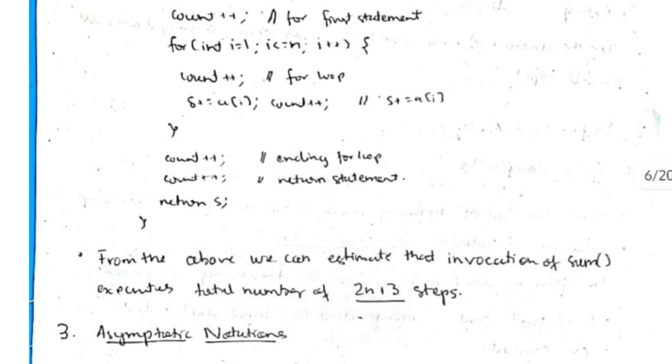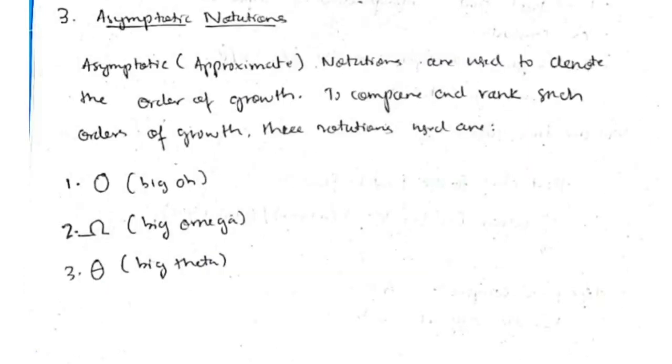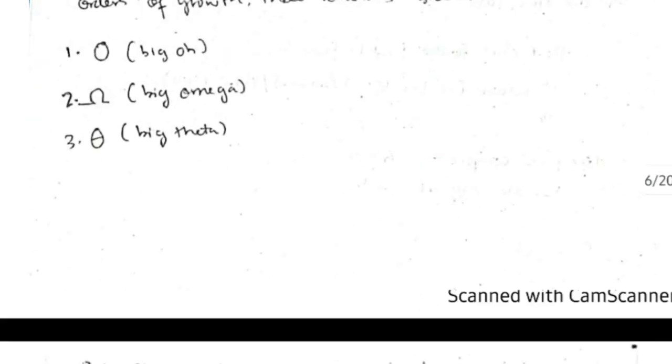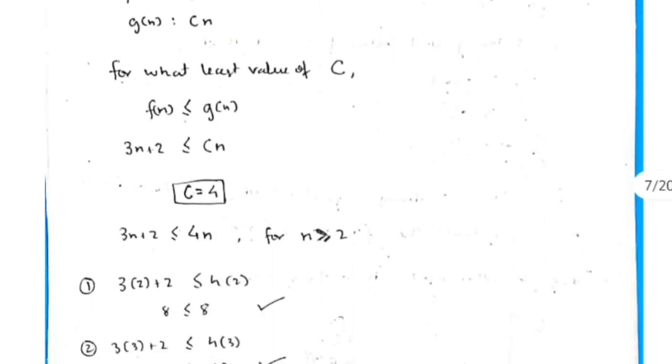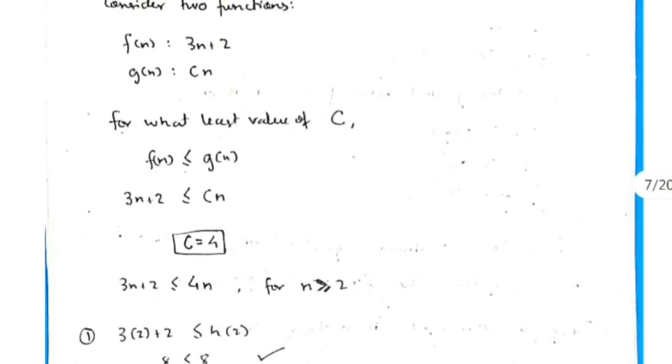A standard way to determine the growth of an algorithm is known as asymptotic notations. In this way we'll calculate the worst case, the best case and the average case. So let's see one by one. First one is big O notation. In this, consider two functions f of n and g of n: 3n plus 2 and cn. So what we are trying to do is find, for what least value of c, f of n will be less than g of n.